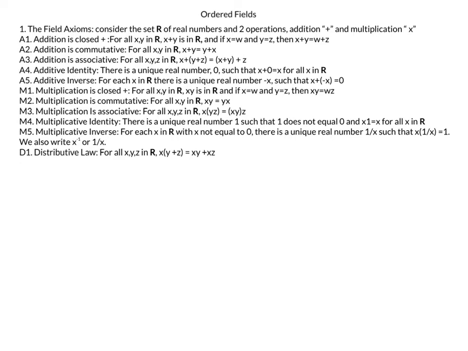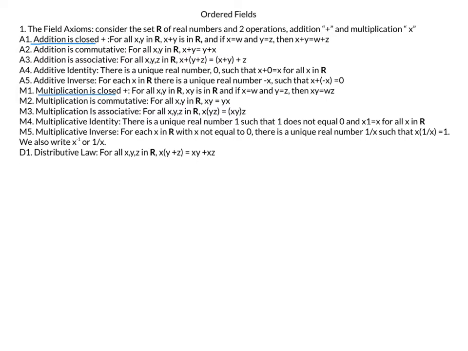We are going to start with the field axioms. That is a set of real numbers with two operations, addition and multiplication, the same addition and multiplication you've been doing since kindergarten. The field axioms give us properties about addition and multiplication on the real numbers. The first property we're going to talk about is closure.